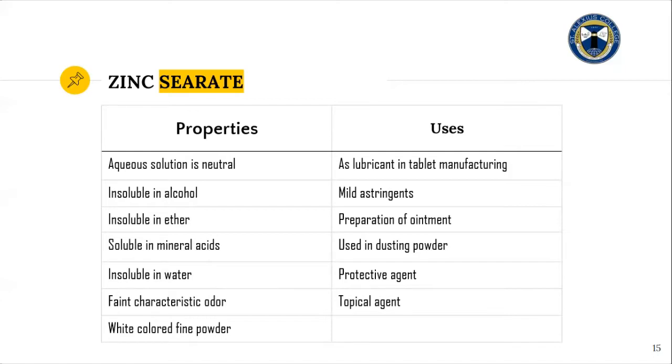And the primary use of zinc cerate: it is a lubricant in tablet manufacturing, and a mild astringent. It is also used in the preparation of ointments, in dusting powder, as a protective agent, and a topical agent.